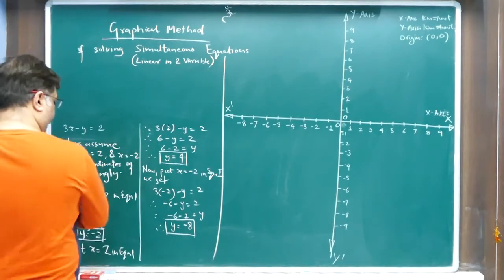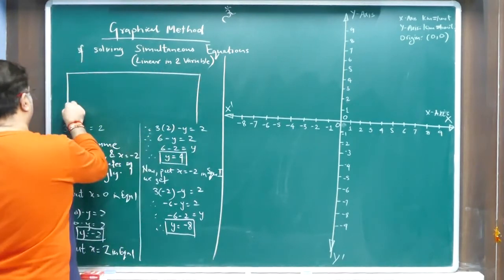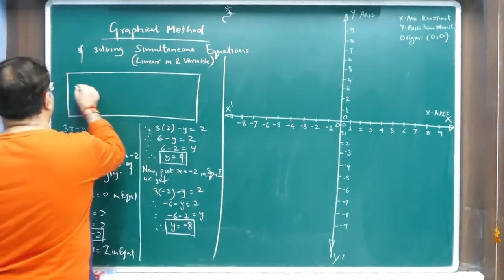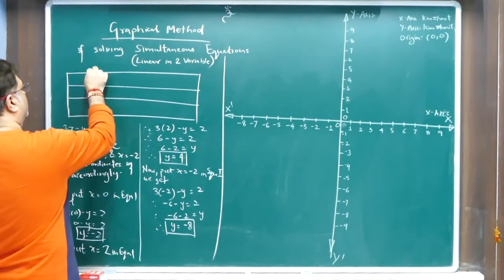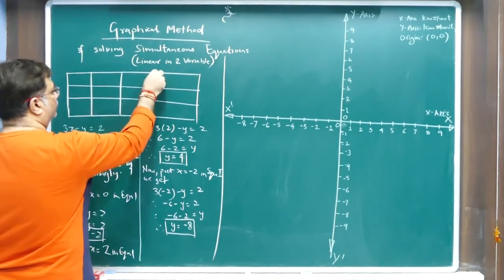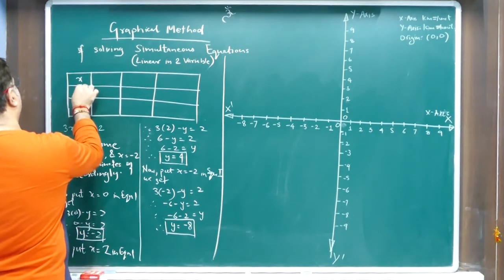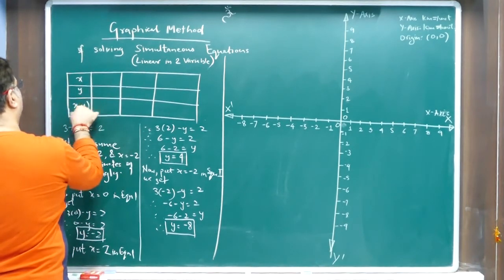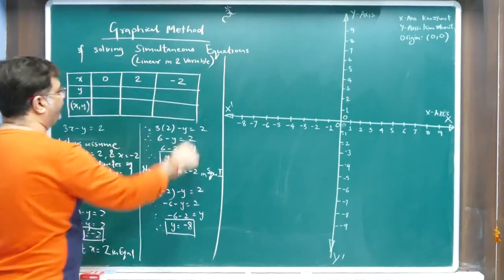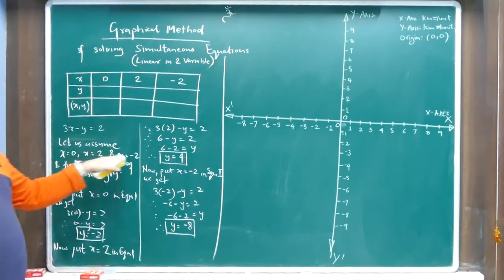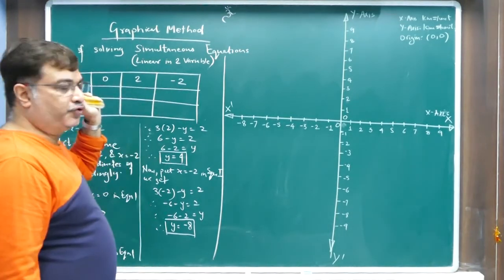Now let us draw the coordinate table. What is the coordinate table going to be? It is going to have 3 rows and 4 columns: X, Y, X comma Y. We had assumed x values 0, 2 and minus 2, so we will put 0, 2, minus 2 in the first row.